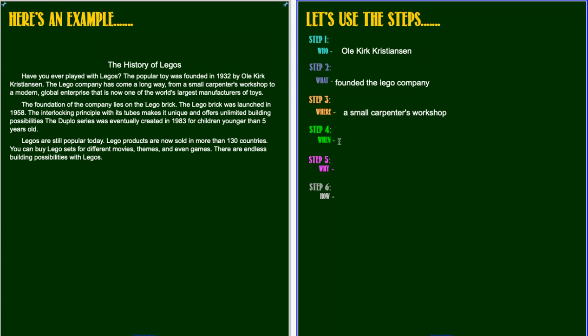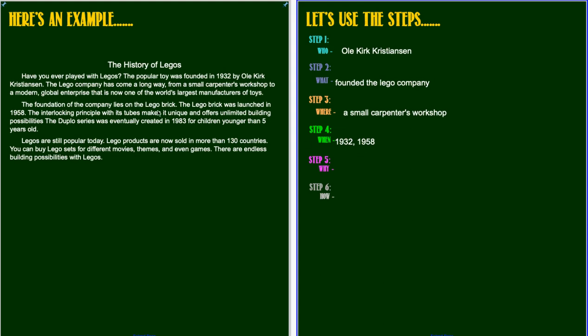Step 4 is when. When was it founded? We have 1932, but then we have another couple years mentioned. The Lego brick was launched in 1958, so I might want to include that date as well. Then we talk about the Duplo series. That's the only sentence in the entire text that mentions Duplo. I am not going to use this year when I'm providing my important details because it's not contributing to the history of Legos as the main idea. That's something that we would call extraneous, meaning that it's not really necessary, it's extra.